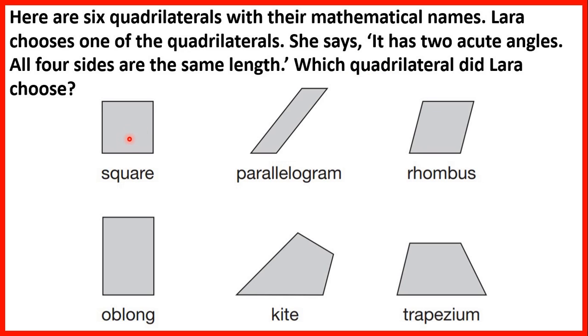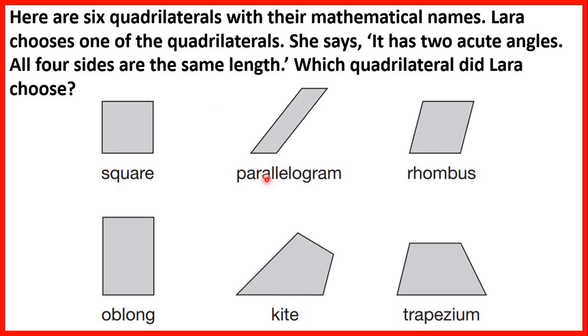Now if we look at the square, we can see that all 4 sides are the same length. But Lara can't have chosen the square because she chose a shape which has 2 acute angles, and the angles in a square are right angles. Remember, an acute angle is less than a right angle.